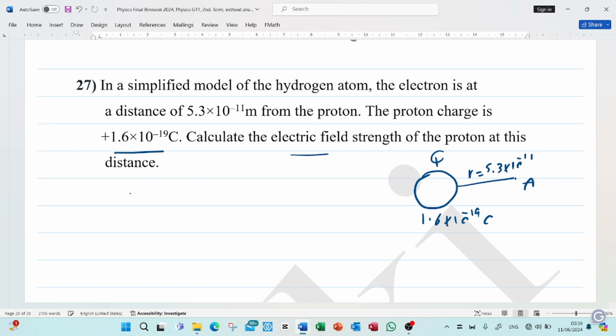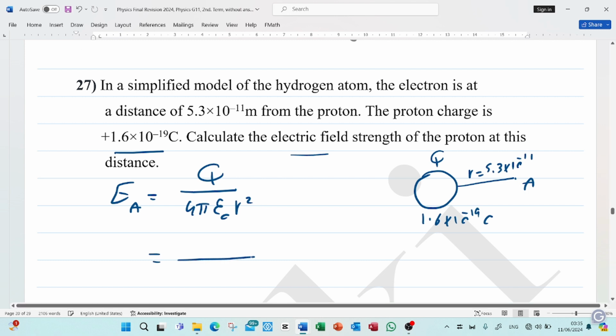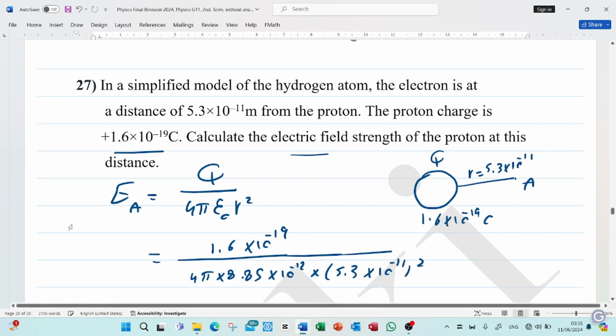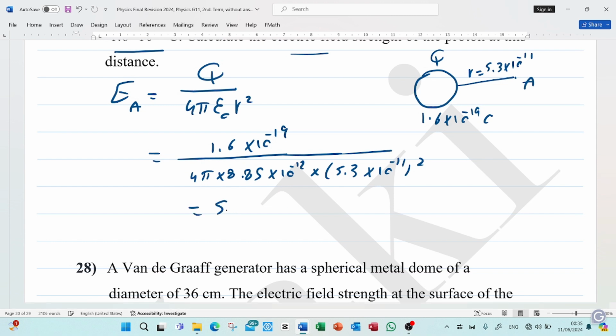So we need the electric field at the point A, which is Q over 4 pi epsilon naught R squared. This is from the formula sheet. By using substitution, Q is 1.6 times 10 power negative 19 over 4 pi times 8.85 times 10 power negative 12 multiply R squared, in brackets 5.3 times 10 power negative 11, all squared. By using the calculator, the answer is 5.12 times 10 to the power 11 Newton per kilogram. Now, next question.